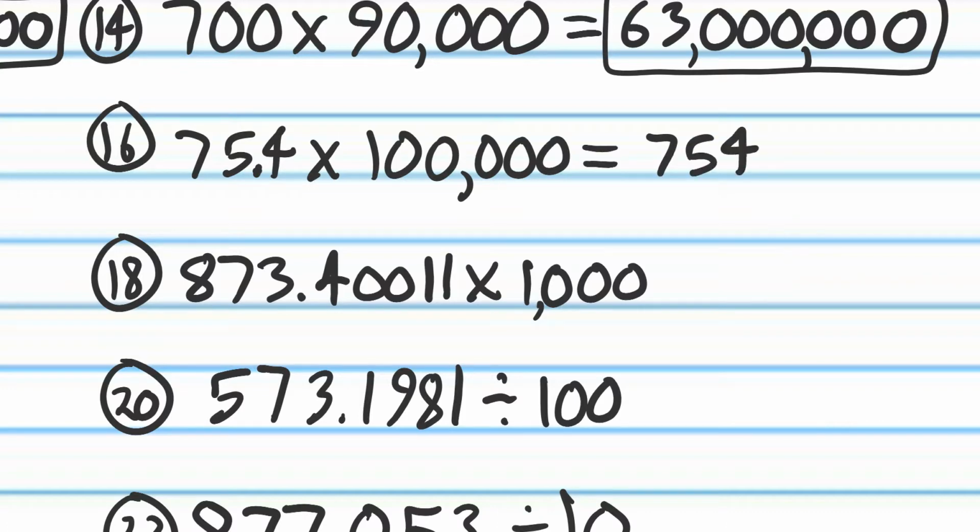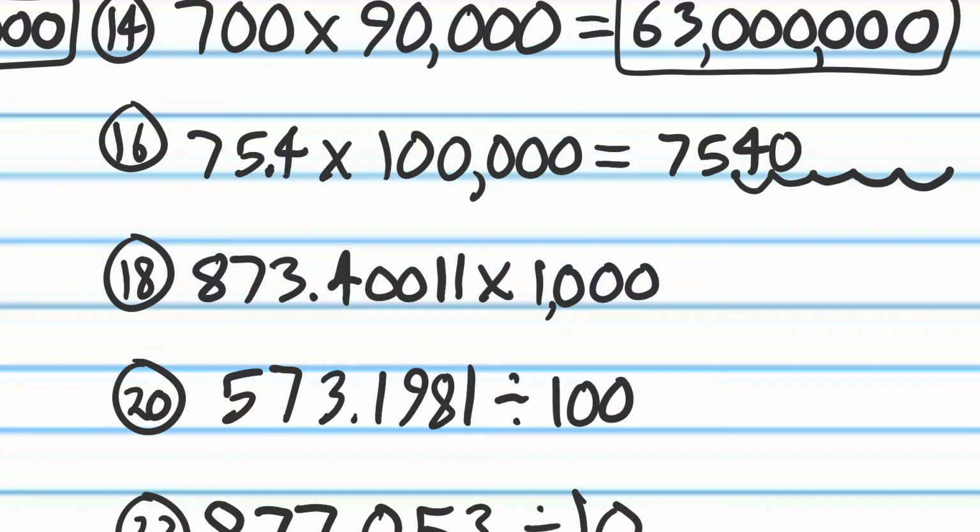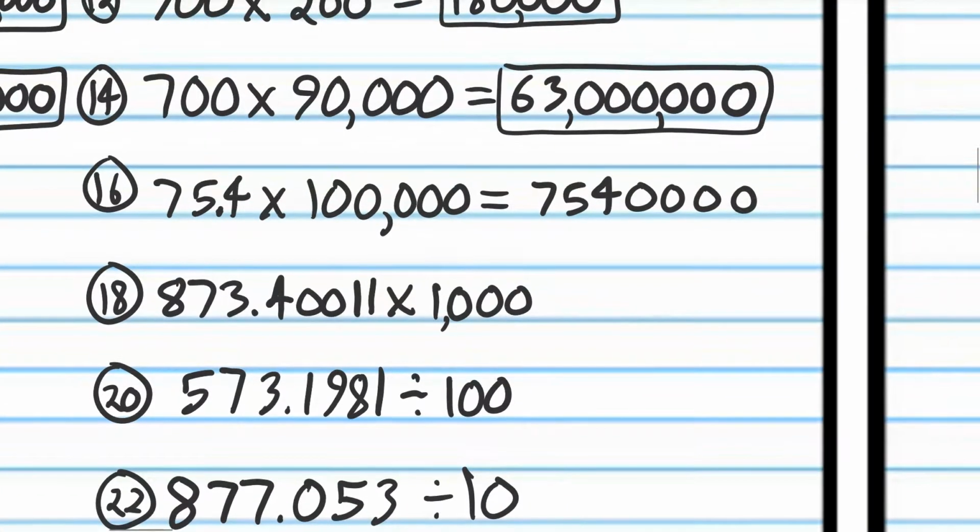So 754, and we're starting with our decimal here, right? And we'll move it 1, 2, 3, 4, 5. So you need to put zeros and get rid of that decimal because it moved all the way to here. But now that we have a whole number, we don't need to write a decimal, so it becomes 7,540,000.